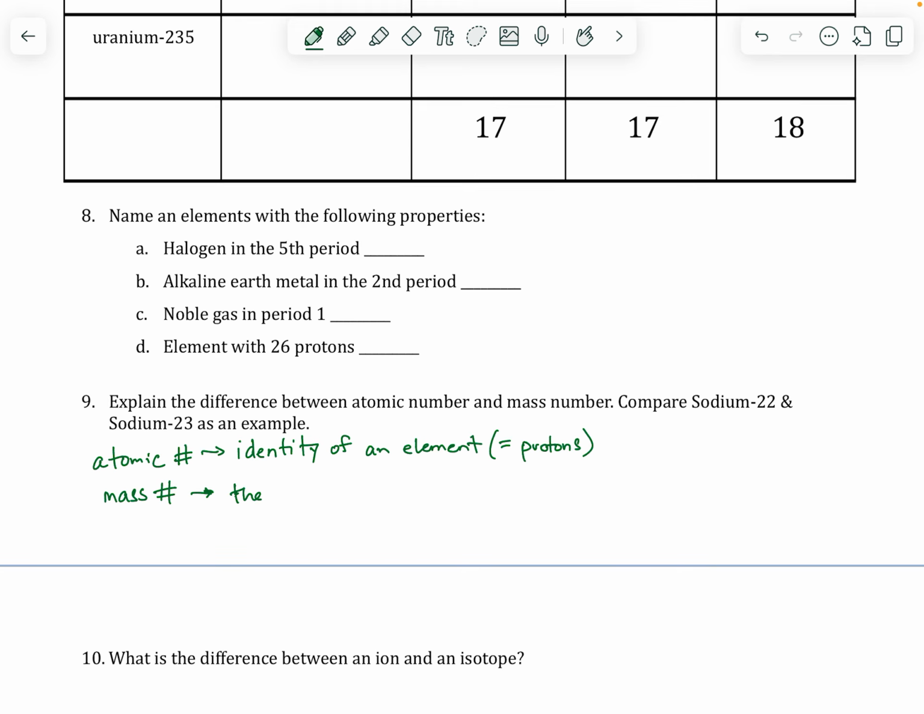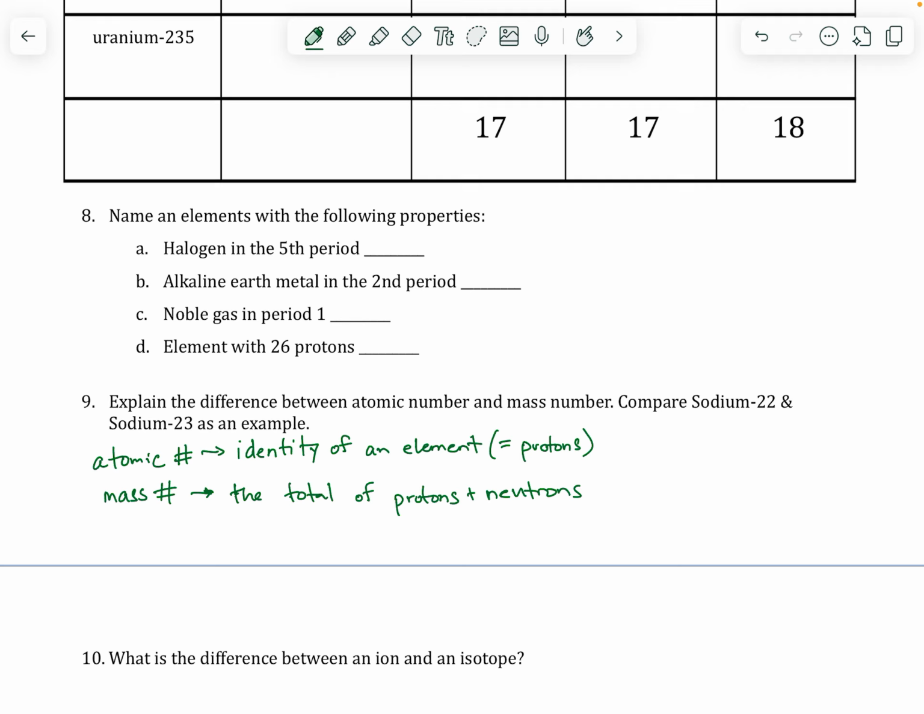But for the mass number, we just have to know that it is the total of the protons and neutrons within a nucleus, right? And so our mass numbers are only ever going to be the protons plus neutrons. They're also only going to be whole numbers, because we'll see how we calculate those weighted averages in a little bit.